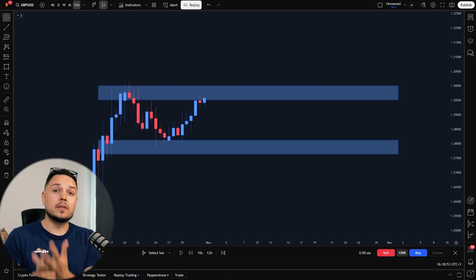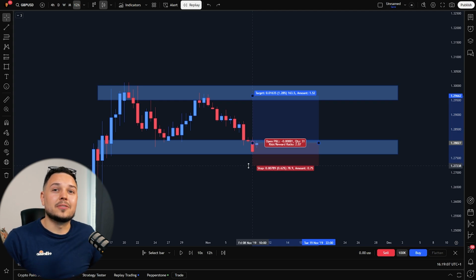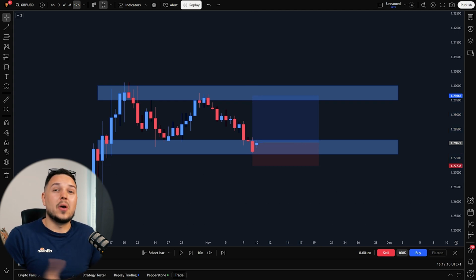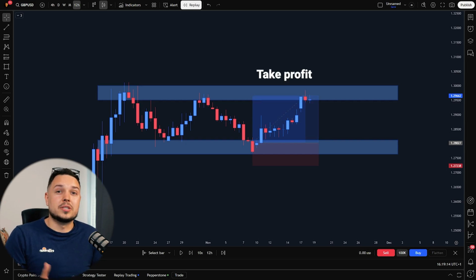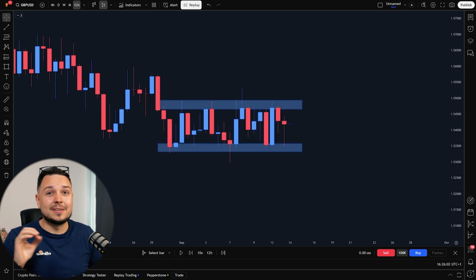There are two simple ways to trade supply and demand. One is called range trading. You pretty much enter trades when price reaches a supply or demand zone, anticipating a reversal back towards the opposite zone. Your exit strategy is straightforward. Simply close the trade once the price reaches the opposite zone. The second method is breakout trading.